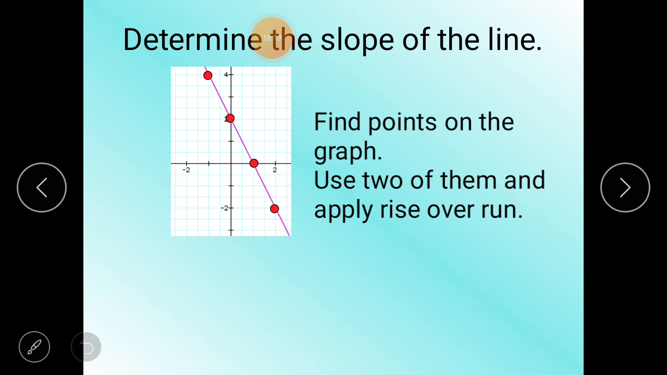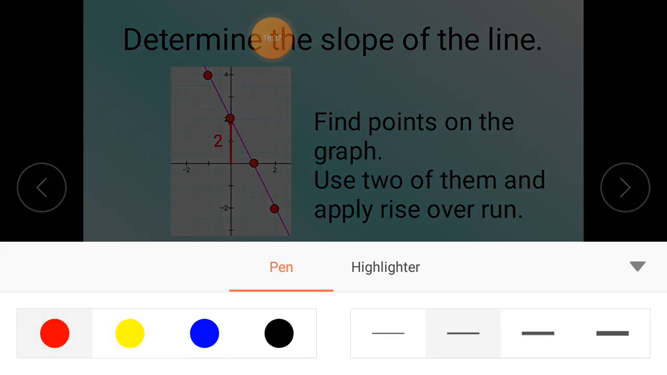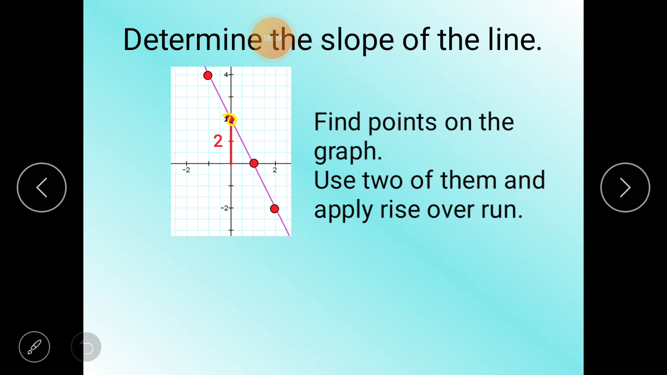So you can use these 2, you can use these 2, you can use these 2, or you can use these 2. So any of the identified points will do. Just make sure that you have two identified points. So let's say this one. So in this case, we choose this and this. Okay, so going up, how many units is that?